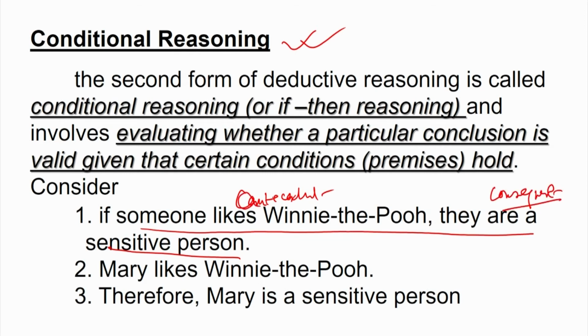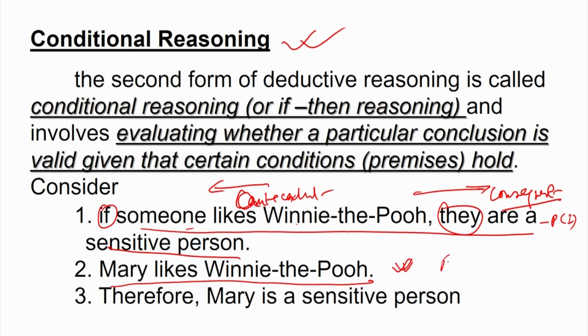Antecedent, because it starts before; consequent is this. So, if someone likes Winnie the Pooh, the antecedent, it is the first statement, and then because of that they are a sensitive person is the consequent. So, someone likes Winnie the Pooh makes them a sensitive person, this is what the statement is. So, if this then this, and then there is a second premise which says that Mary likes Winnie the Pooh. Now, given that this is premise 1 and this is premise 2, is this conclusion valid or not? Therefore, Mary is a sensitive person.